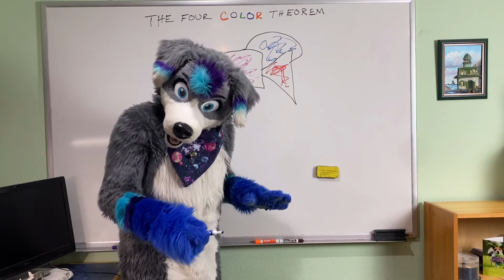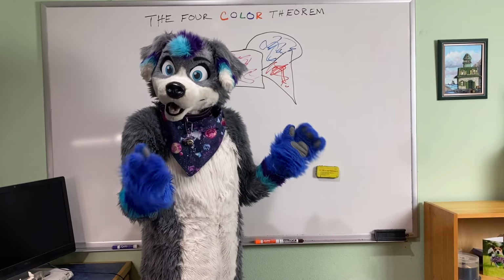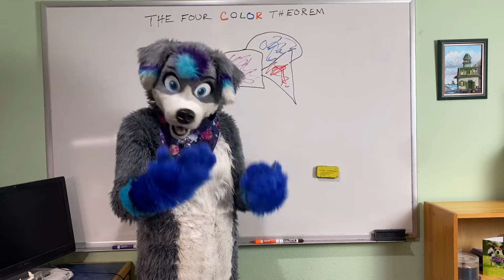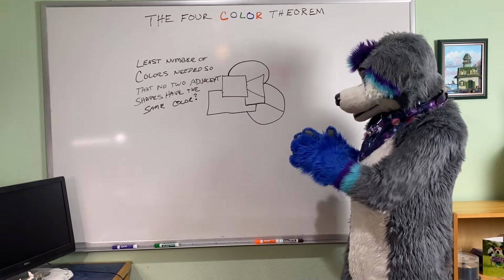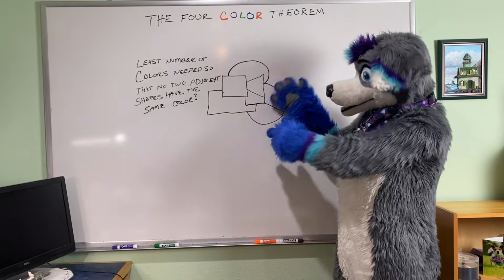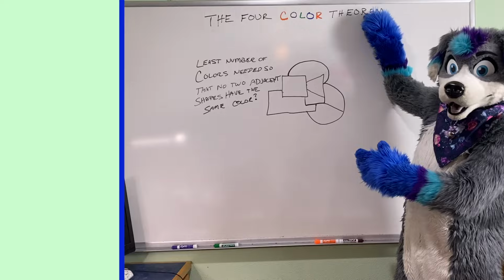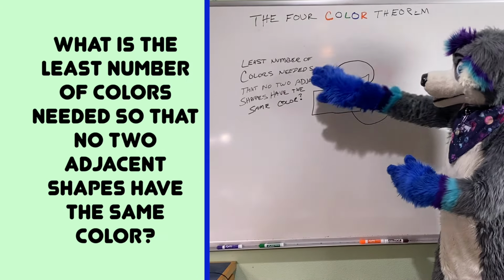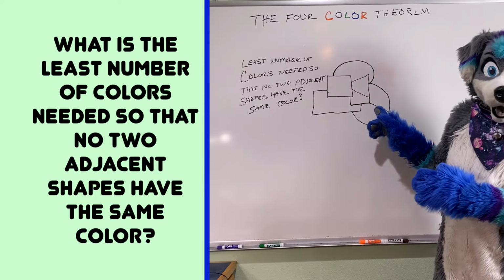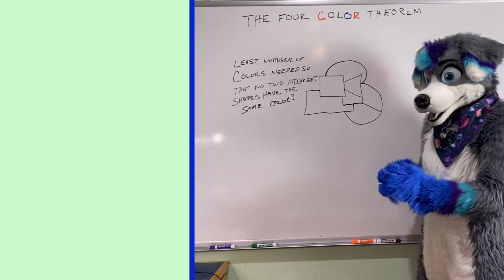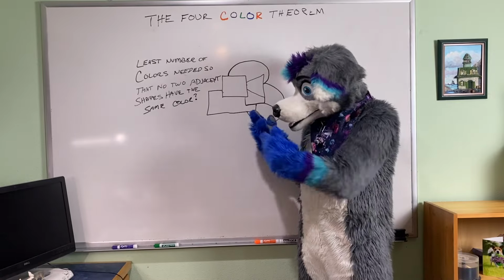Now the question is, given any map, what is the smallest number of colors that you would need to do this type of thing? So let me do another example. Here's just a bunch of shapes together. As I said, the Four Color Theorem wants to know what is the least number of colors needed so that no two adjacent shapes have the same color. And this goes for any map. Is there a smallest number? So let's try and do it just with this.